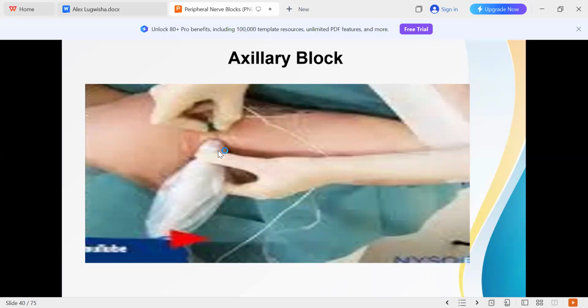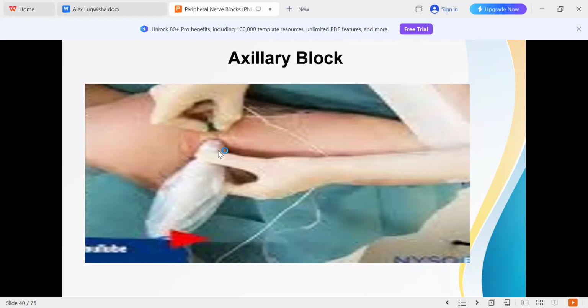And most of the times we intentionally pierce the artery, and once you aspirate, you go further in, and when there's no aspiration, you deposit about 5 to 10 mils of a local anesthetic agent posterior to the axillary artery, and then you come out gently, aspirate, and once there's negative aspiration, you deposit the other 10 mils of your local anesthetic agent to block the other nerves in the axilla.